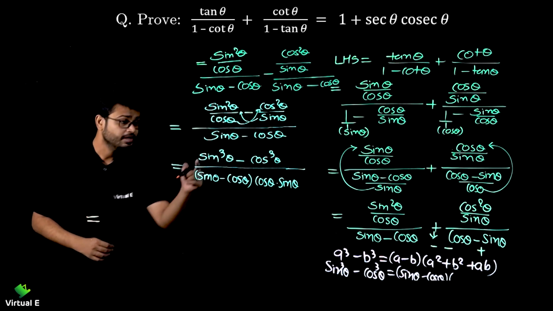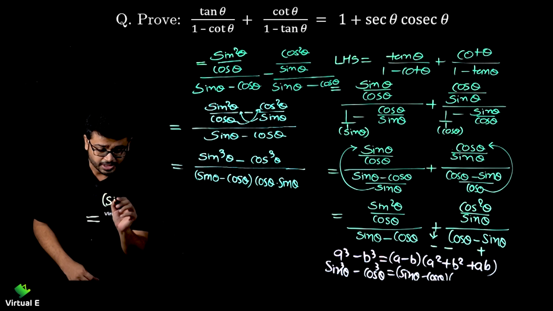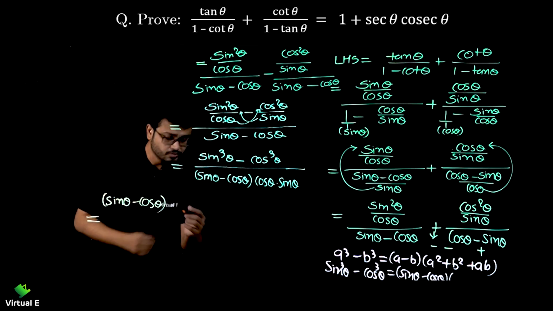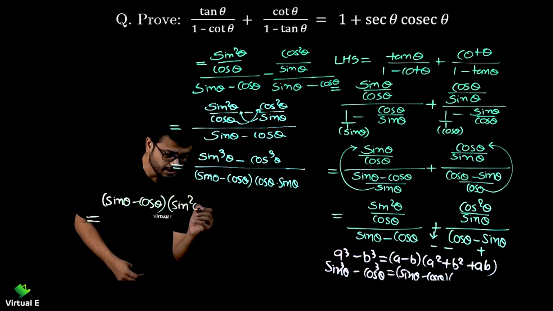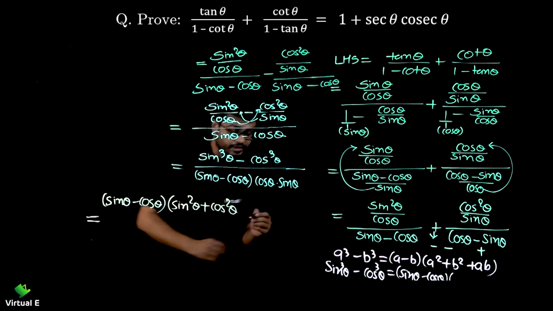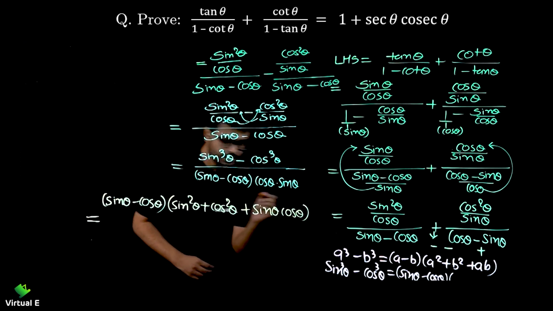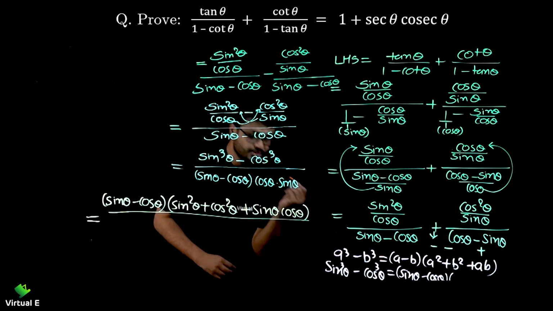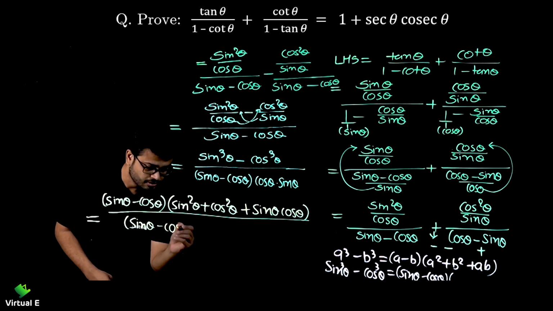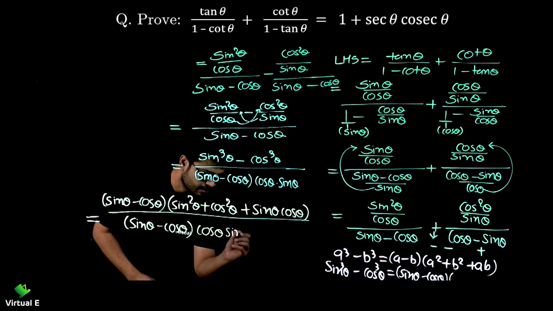Let's write it and clear it out. Here the term will be a little longer, so I'm writing it this way. So here it will be a cube minus b cube. First I need to do what? a minus b, so sin theta minus cos theta, that's done. Now I need to take the squares, so sin square theta plus cos square theta, done. Then the product, plus sin theta cos theta, is also done. So everything is done about the numerator. Let's write the denominator as it is, because there is no change: sin theta minus cos theta, and what's left? Cos theta sin theta. Done.